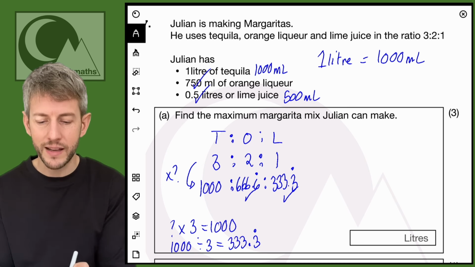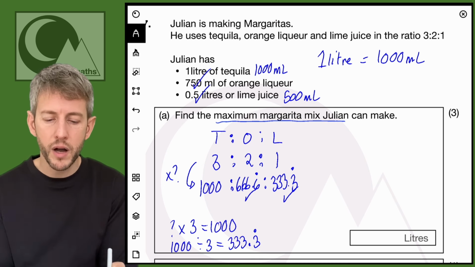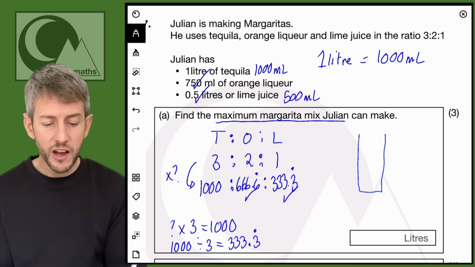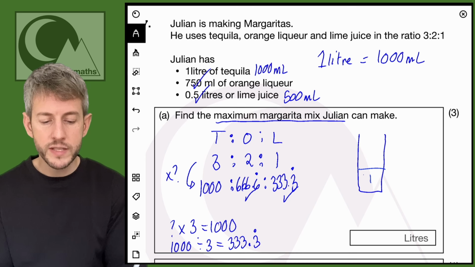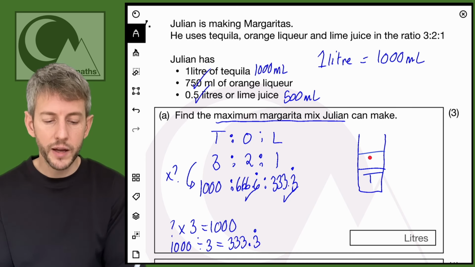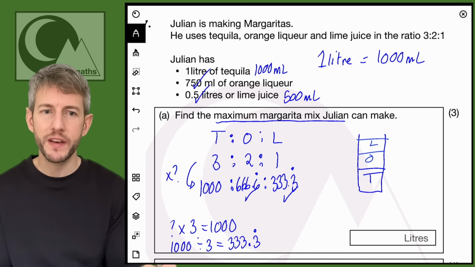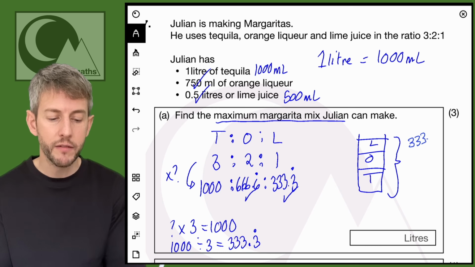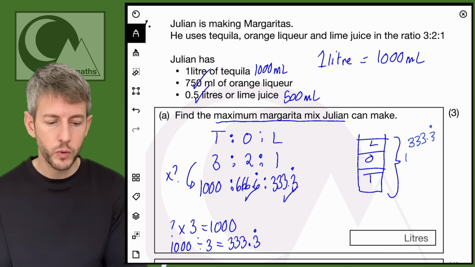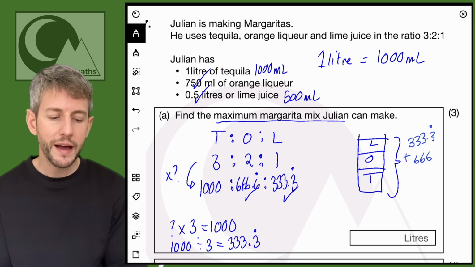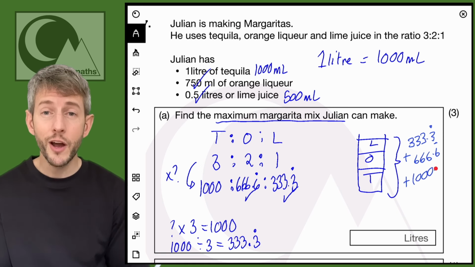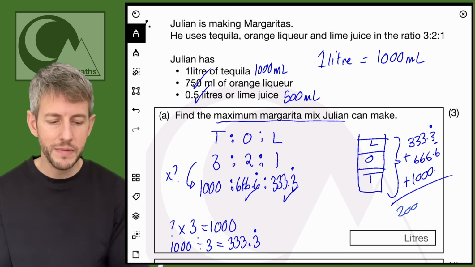Now, the question asks, find the maximum margarita mix. So if I've got my jug, say I've poured in my tequila, now I've got to add my orange and add my lime, so I want to know the total measure of this. To do this, I simply add my three values together: 333.3 recurring, add 666.6 recurring, add my 1000. I'm going to do that on my calculator, and I know that that equals 2000 millilitres.